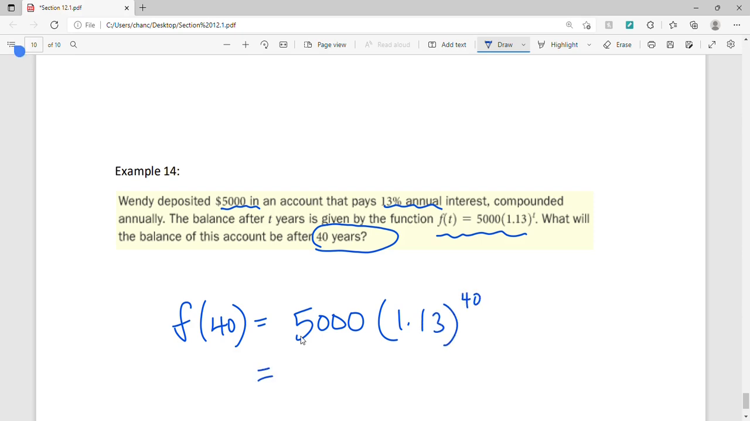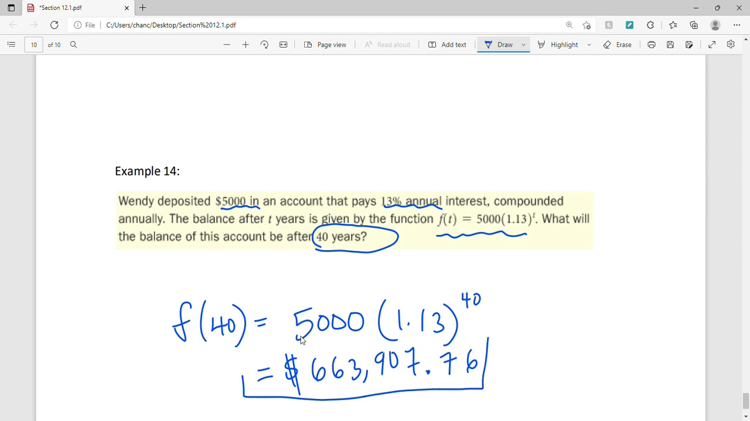to the nearest cent because we're talking about money. So let's simplify it to 2 decimal places. And this is going to give us $663,907.76. So this is a lot of money. It took us 40 years, but we were able to get more than $500,000. That is pretty good.